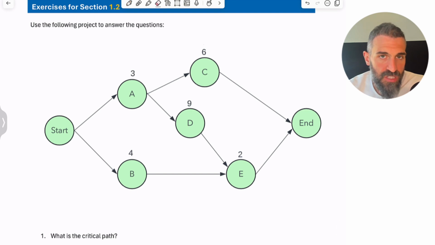Early start is pretty self-explanatory. It represents the earliest you can possibly start an activity. If you wanted to start everything as quickly as you can, what would be the earliest you can start an activity? And then what is the earliest you can finish it? That would be the early finish.